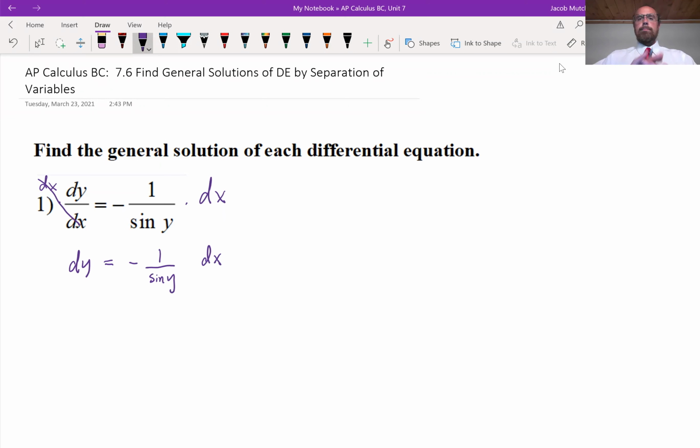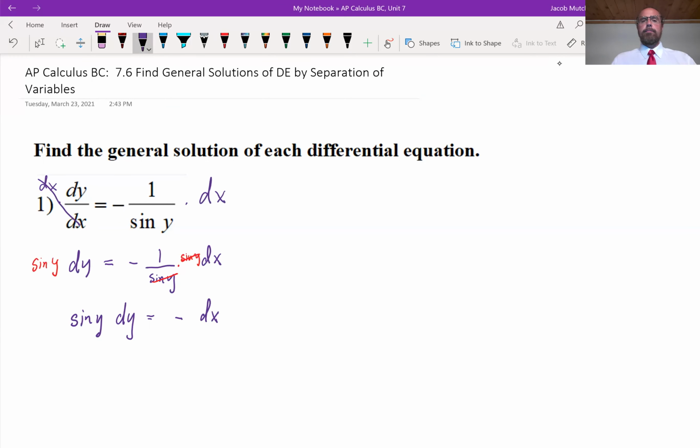At that point, I've separated my dy dx into two different parts. I have one more factor on the right side that needs to move over to the left because it involves y. So on the right side, I'm going to multiply by sine of y to cancel 1 over sine y. With that multiplication, I have separated my variables: everything that involves y on the left, everything that involves x on the right. Just to record, we got sine y dy equals negative dx.